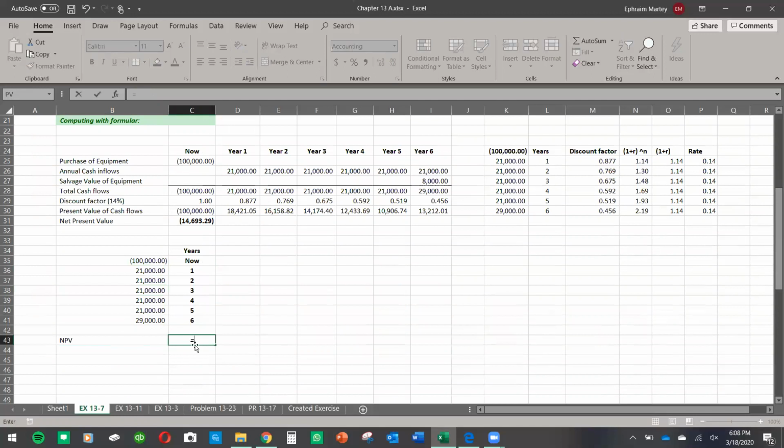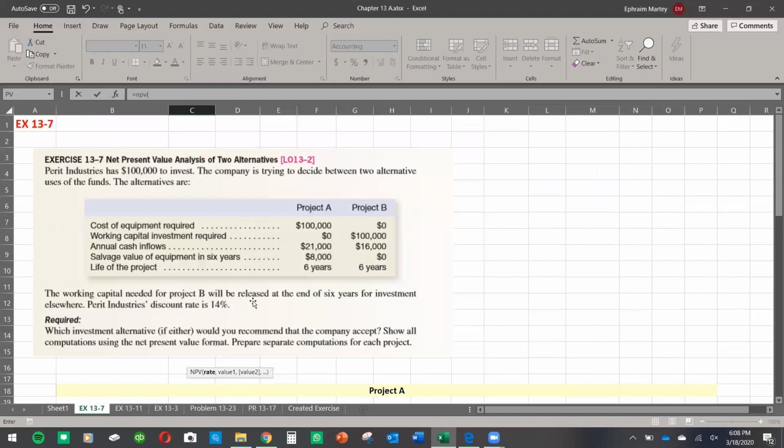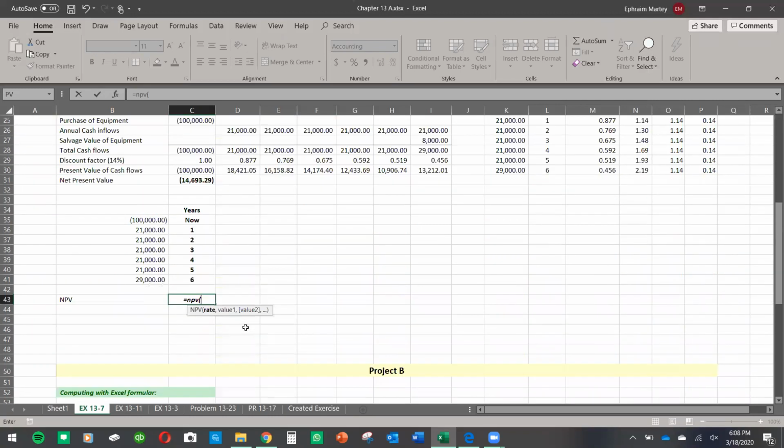Press equal to and type in NPV, and Excel knows what you mean. Then open the parentheses. Now, Excel is asking us what is the rate. We have the rate here: it says discount rate of 14%. So the rate is 14%, and then you press comma.